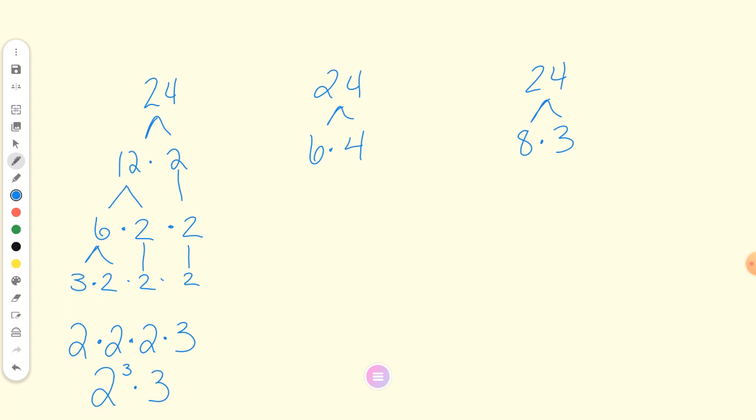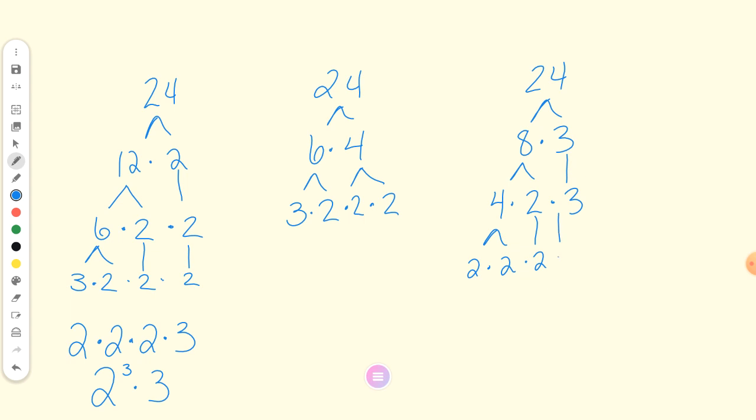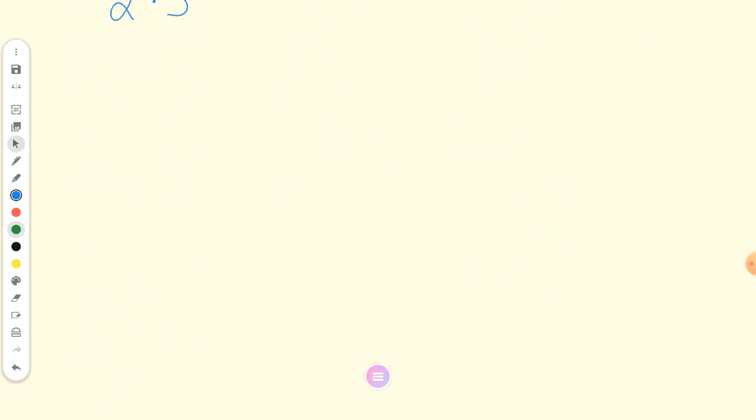Okay, and to show you it does not matter which numbers we start with, I'm going to break this one down. 3 times 2. 4 is 2 times 2. Did we still get 3 2s and 1 3? Yes. Next one, 8, can I break into 4 times 2? The 3 is already prime. Did we get the same answer? Yes.